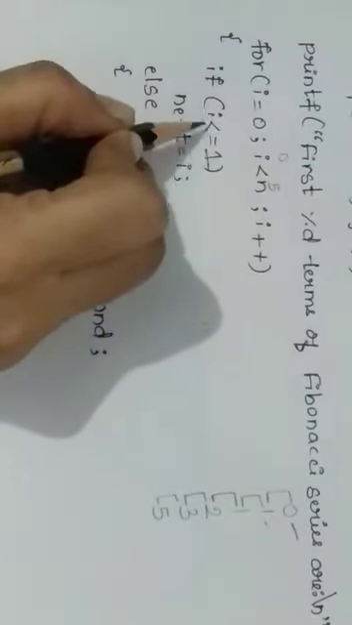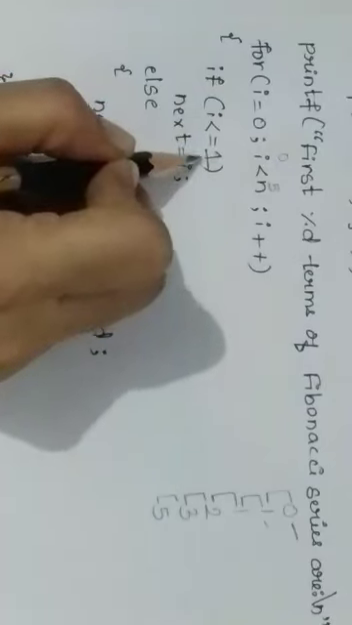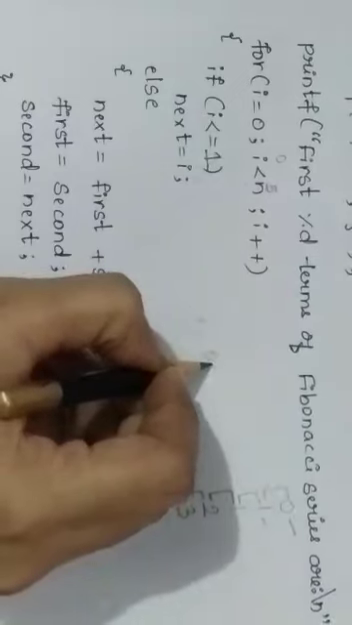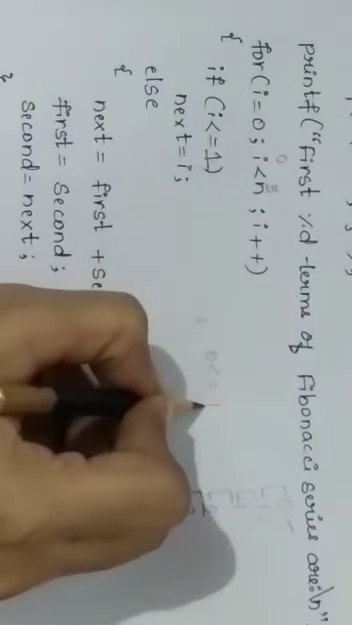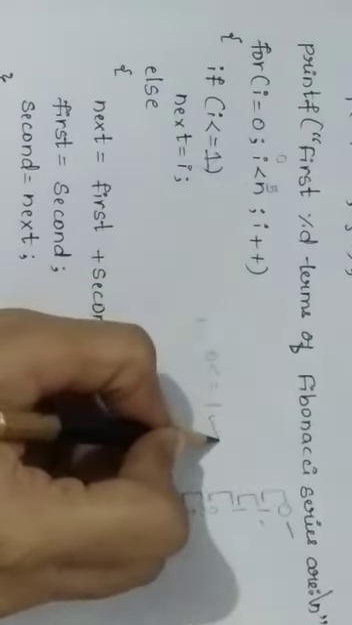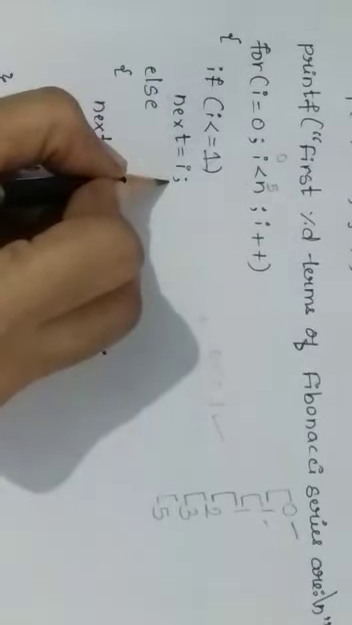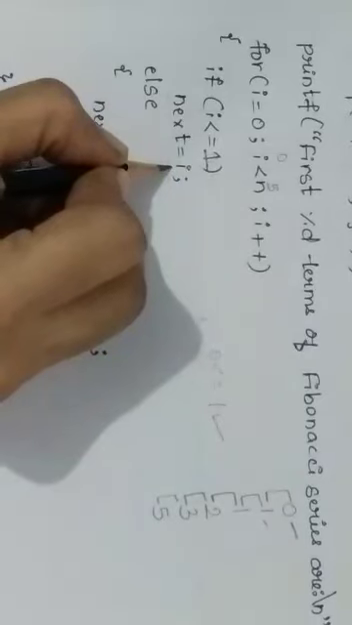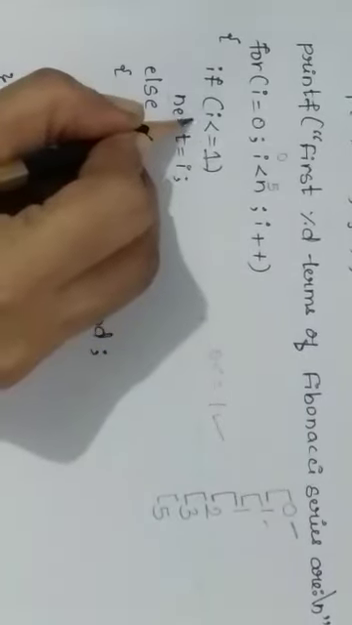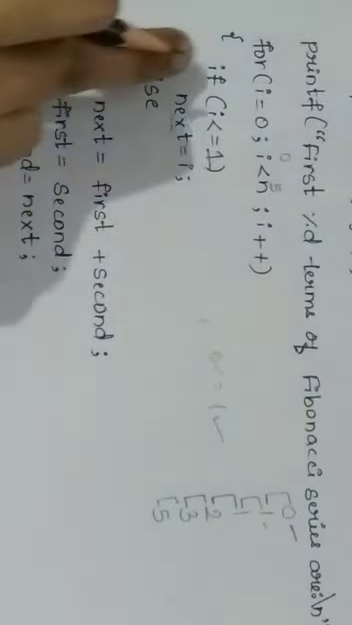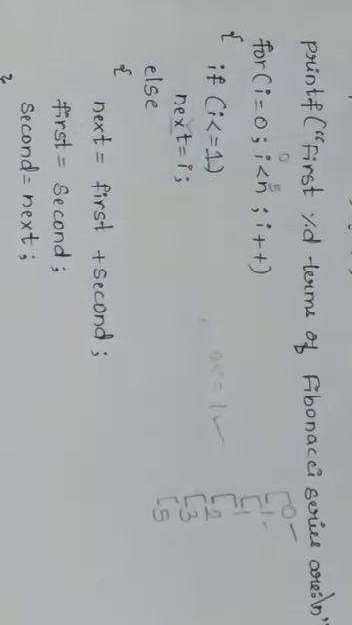What is if condition? If i is less than or equals to 1. What is i? i is 0. 0 is less than or equals to 1. Yes, condition is true. It means it will execute this statement. So what is the i value? i value is 0 and it will be stored in next. It will not execute the else part. It will directly come to printf statement.